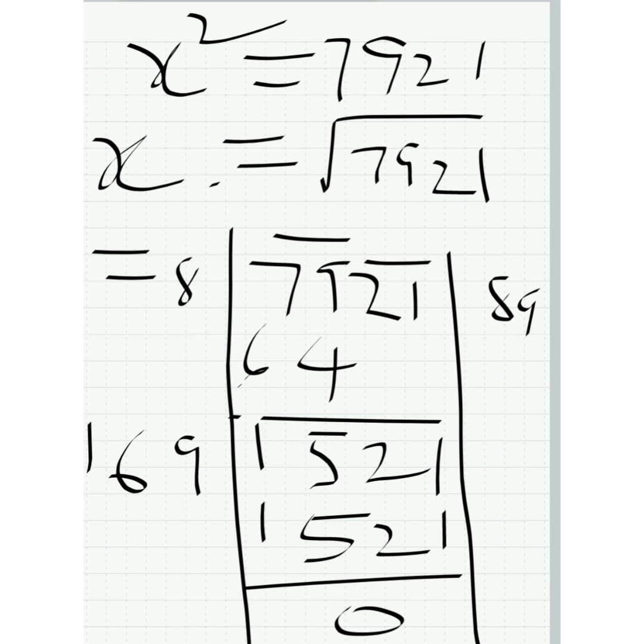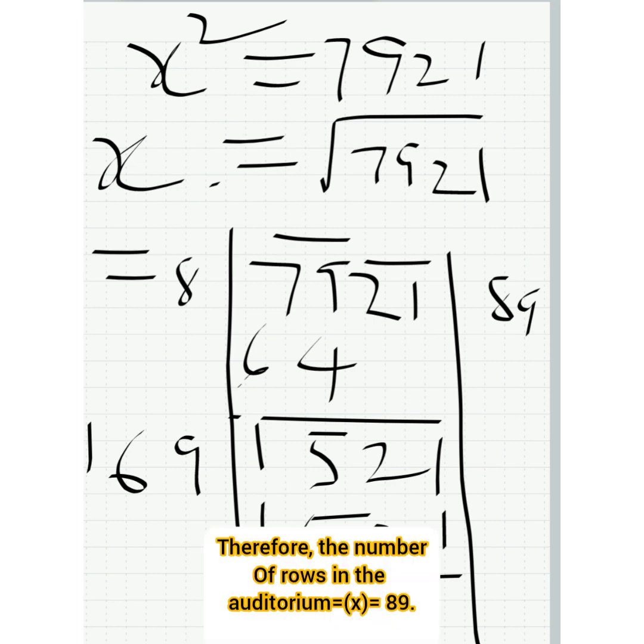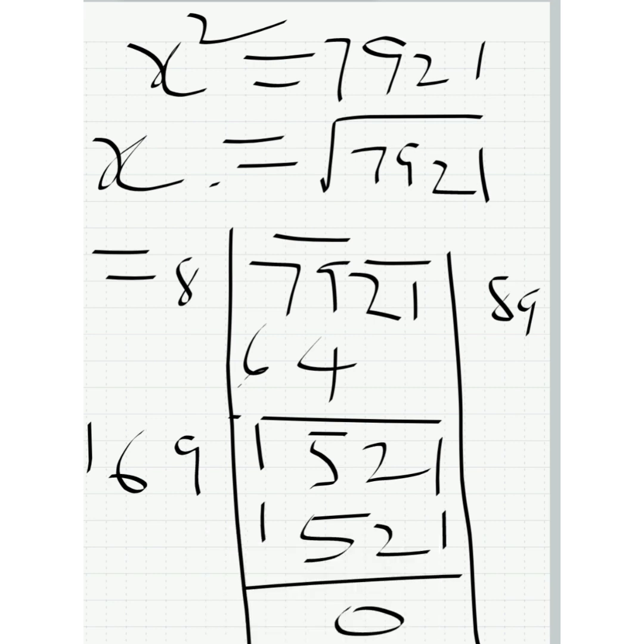Let us bring down 21 by the side of 15, therefore 1521. Multiply the quotient 8 with 2 and write it as a new divisor, 16. The 16 becomes the new divisor. Let us write 9 in the units place of the divisor and quotient. Therefore 9 into 169 is equal to 1521. Therefore the square root of 7921 is equal to 89. The number of rows in the auditorium is 89.